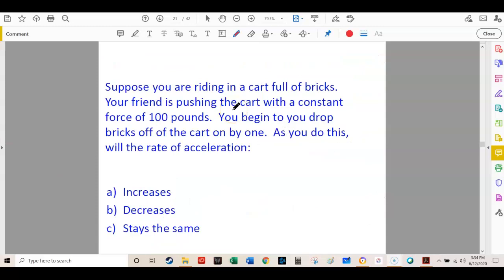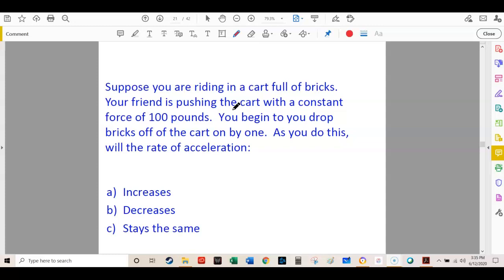Well, now that we've practiced it a little bit, let's see if you could apply it to different situations. Right? Suppose you're riding in a cart full of bricks, okay, and your friend is pushing you with a constant force of 100 pounds. So they've attached a weight scale to the back of the cart, and your friend is just maintaining that weight scale at 100 pounds of force as he pushes on it, and the weight scale then pushes on the cart. And so you're sitting in there with a bunch of bricks.